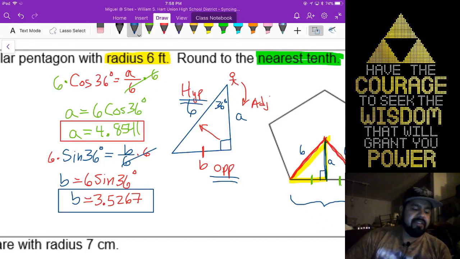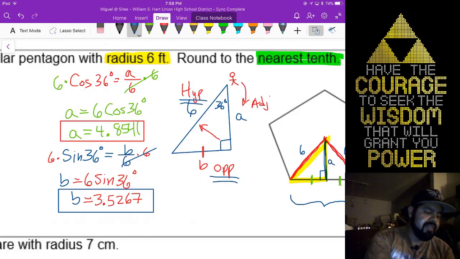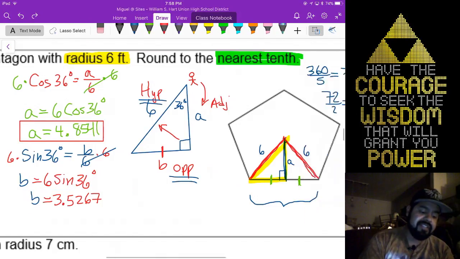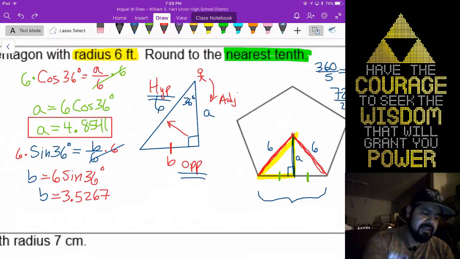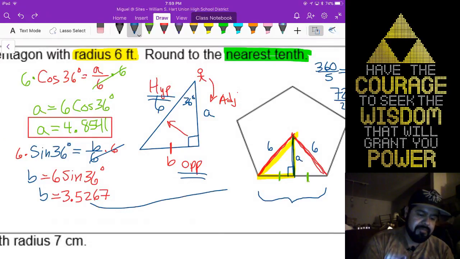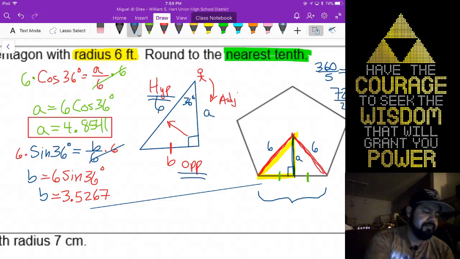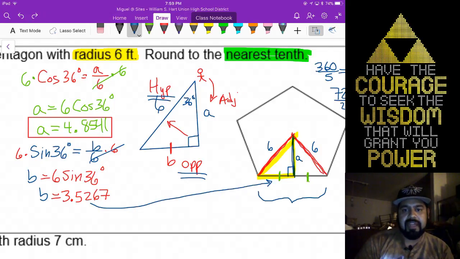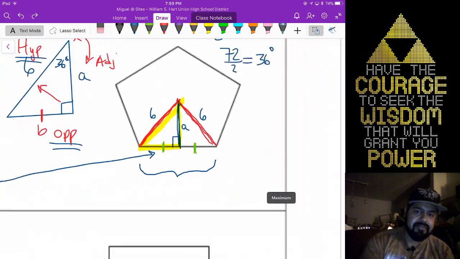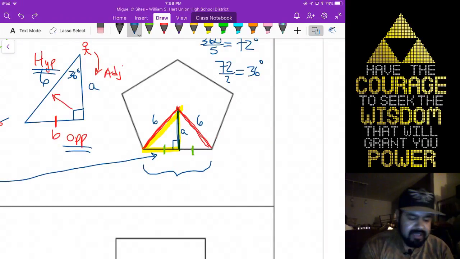Right. So now that I have the side length of B, I realized I don't actually want to box that, because that number is the length of that small part. I need the entire length. So if you still have the number in your calculator, just hit times 2, and you will now have the length of one side. The one side on my calculator says 7.0534.